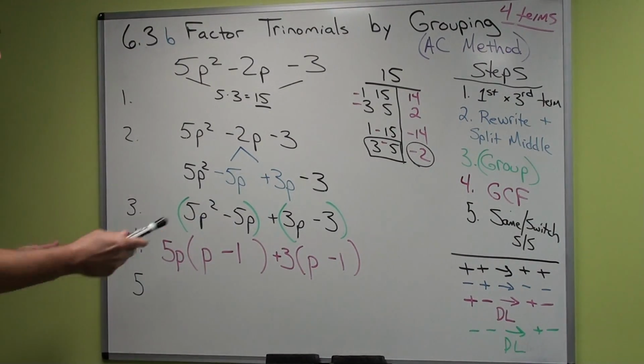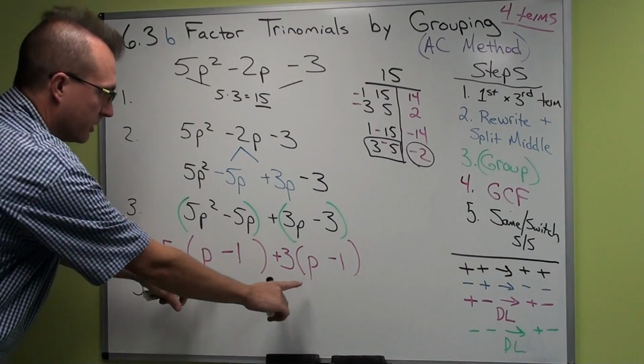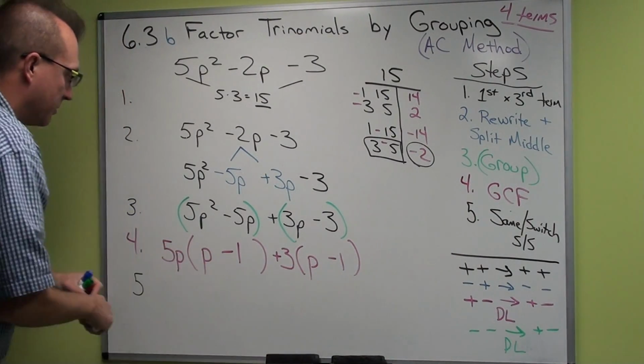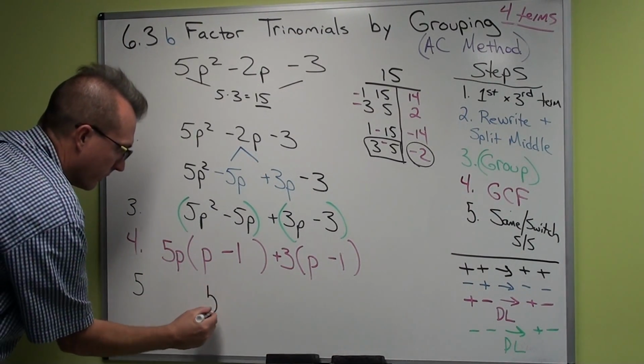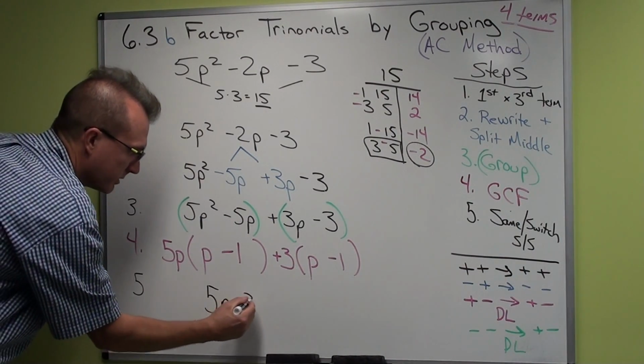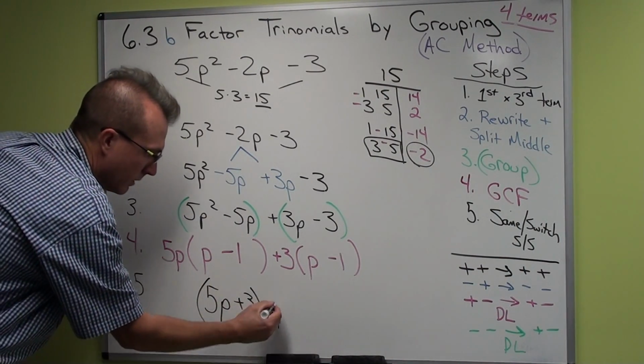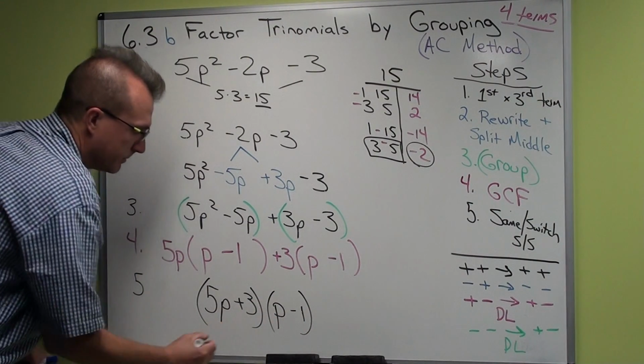So now you have step 5, same switch. These are the same. That means they can switch partners. So we have 5p plus 3, p minus 1.